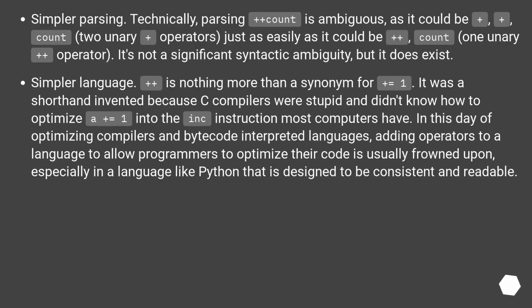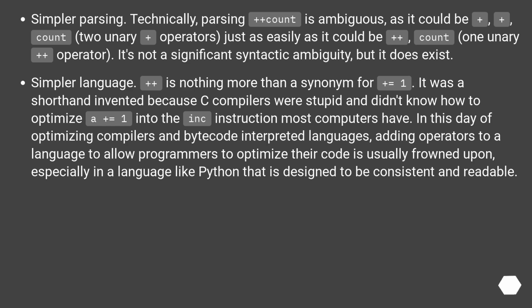Simpler parsing. Technically, parsing ++count is ambiguous, as it could be +(+count), two unary plus operators, just as easily as it could be ++count, one unary ++ operator. It's not a significant syntactic ambiguity, but it does exist. Simpler language. ++ is nothing more than a synonym for += 1.